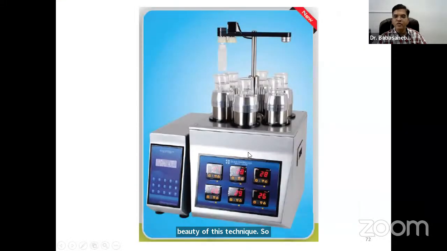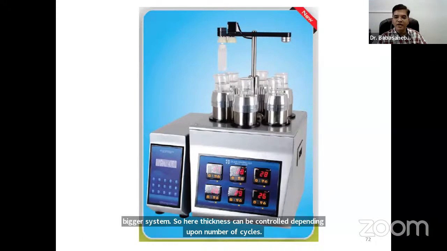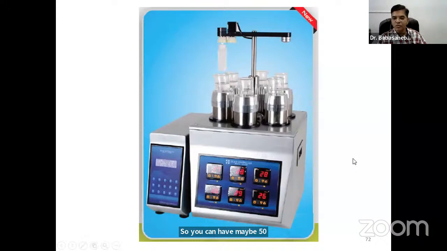This is a cellular unit which is now being fabricated by a company called Hallmark. So instead of four beakers, you can have a six-beaker system. Here the thickness can be controlled depending upon the number of cycles. You can have maybe 50 cycles, maybe 100 cycles. But if you are doing 500 or 1000 cycles, it is very difficult to sit at one time and do the deposition.